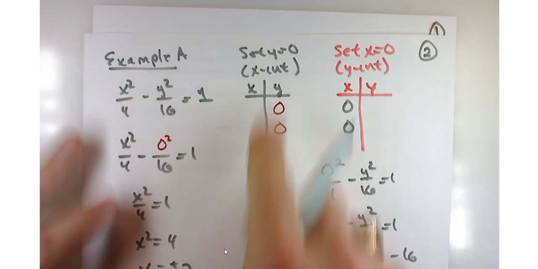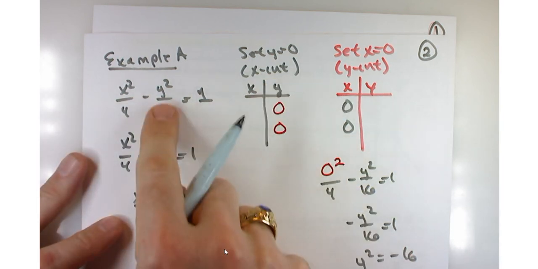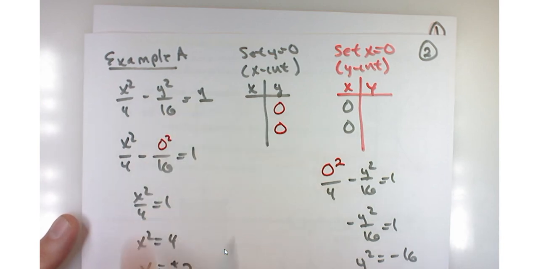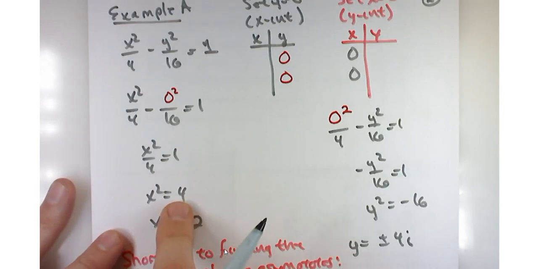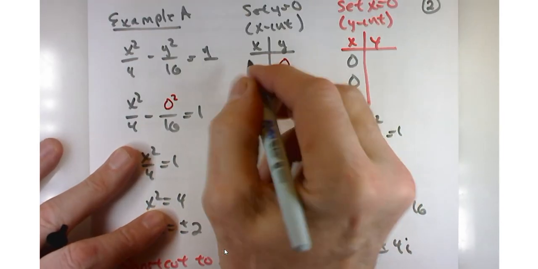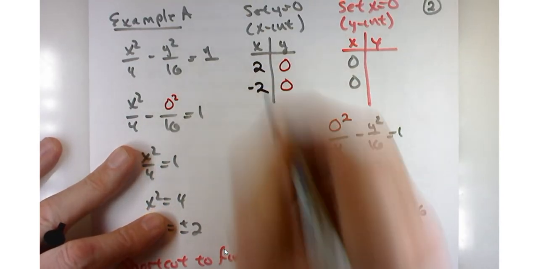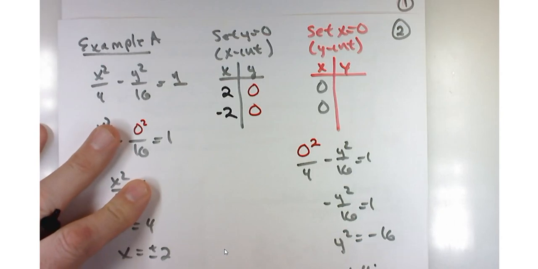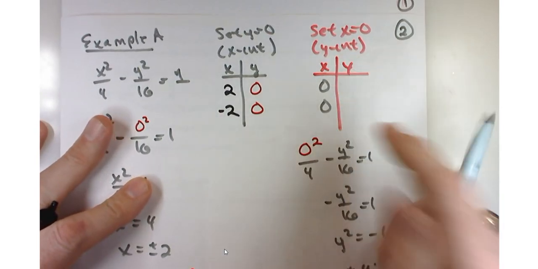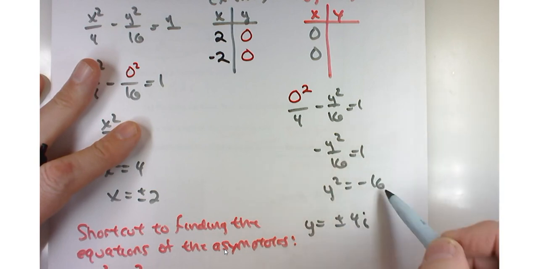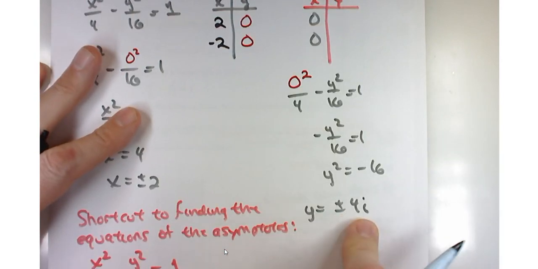If we look for the x-intercepts, that would be by setting y equal to 0. If that term is 0, then you're just left with x squared over 4 equals 1. So x squared equals 4. x is plus or minus 2. So there would be our x-intercepts. When we play that same game for the y-intercepts, set x equal to 0, we find that we get y squared equals negative 16, so y is plus and minus 4i.